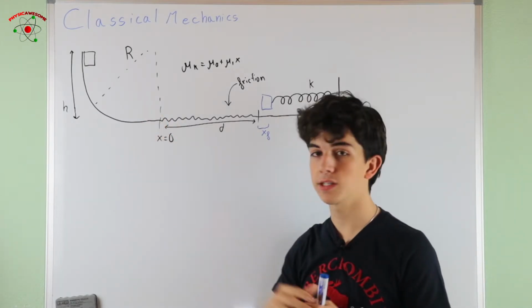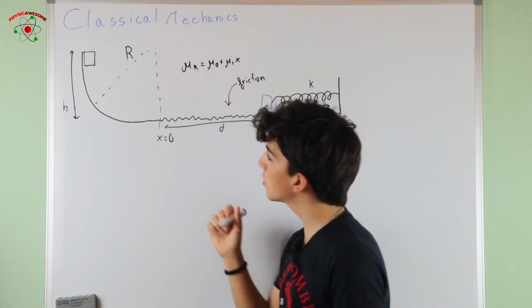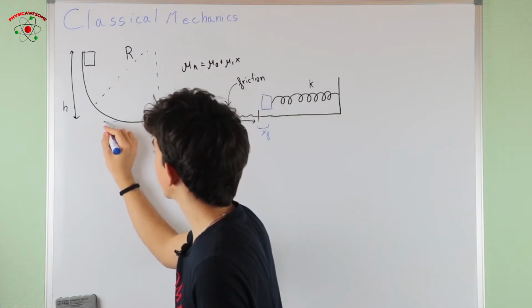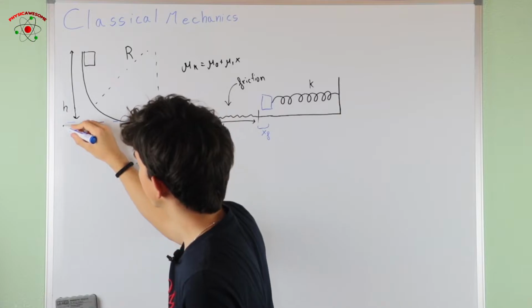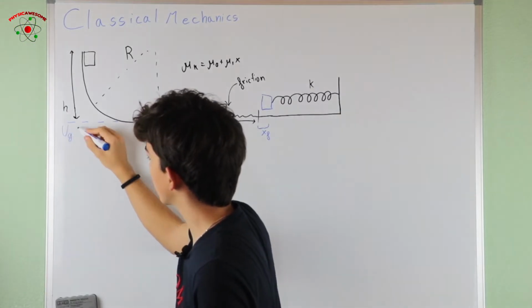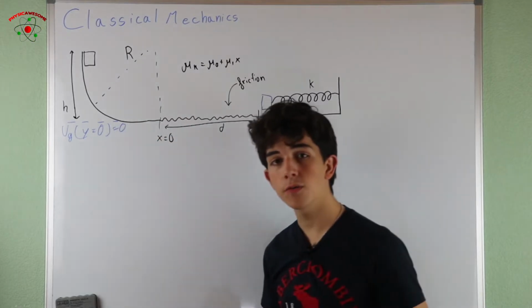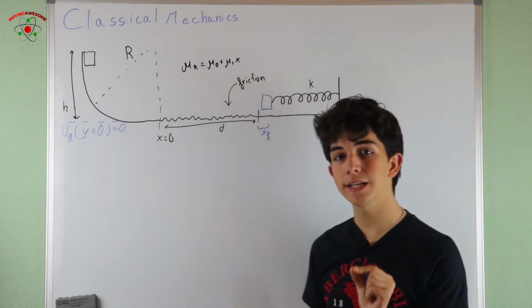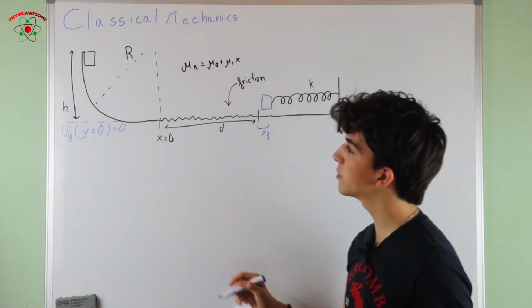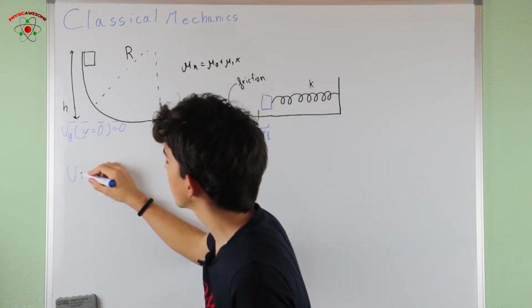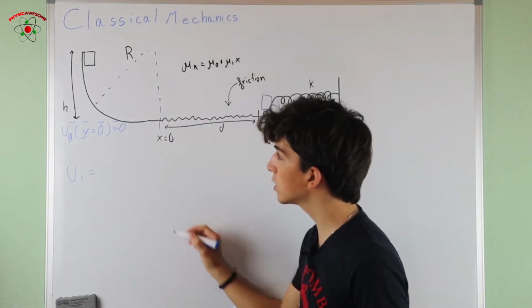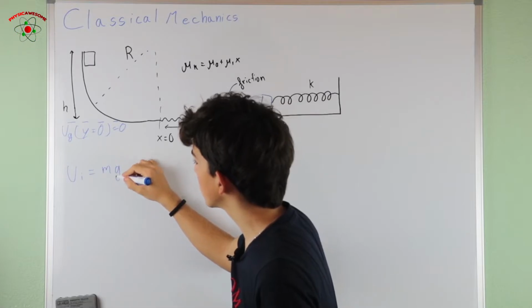So let's start with it. For the first part, we're going to define our 0 point of energy over here, at U equals 0, y equals 0. Therefore, we know that the initial potential energy of our object, Ui, is going to be equal to mgh.